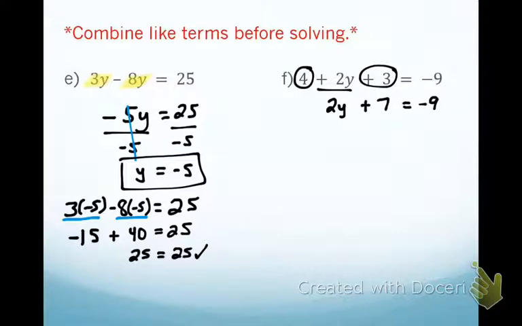Harmony, what should I do first? What's not allowing my y to be alone? So the first thing we see here is multiply by 2 is not allowing that y to be alone. What else, Harmony, is not allowing it to be alone?